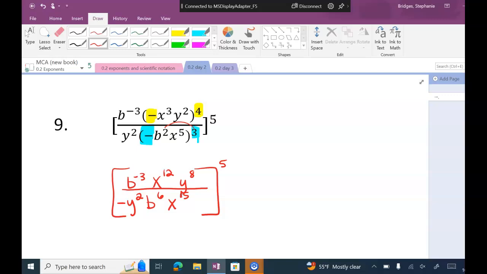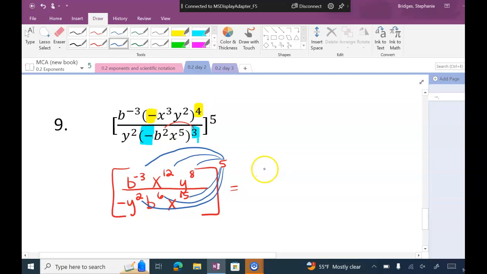What do you think I need to do next? What do I still need to get rid of? I need to get rid of the brackets first, right? Before I start talking about moving my exponents, I'm going to get rid of all of my grouping symbols. So we're going to do the same thing. We're going to give this exponent to every piece, top and bottom, inside of my parentheses.